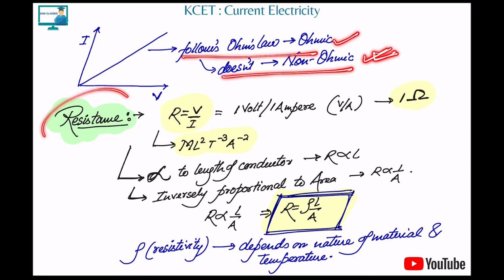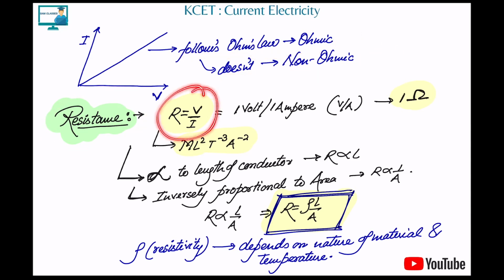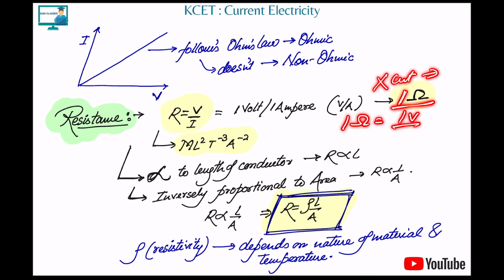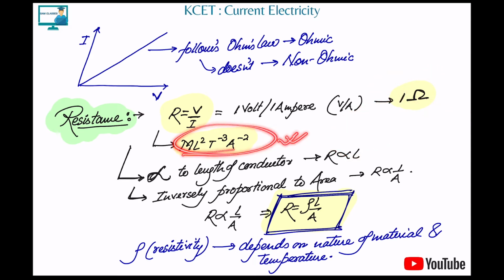Now next is resistance. Resistance is equal to voltage by current, V by I. The unit is ohm. 1 ohm is 1 volt by 1 ampere. I have given the dimension here, but I will still give it in the chapter on dimensions and analysis. Every important dimension I have given there.